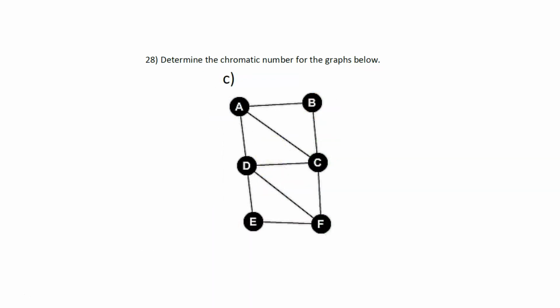Looking at this graph, we can see that the vertex with the highest degree is vertex D, so we start off giving it the first color. We look for the highest degree vertex that is adjacent to D. In this case, it is C.